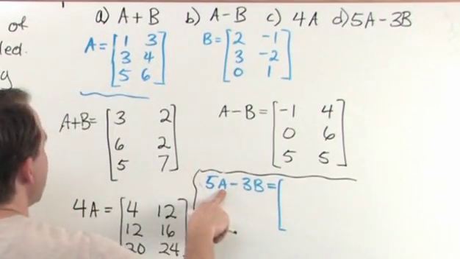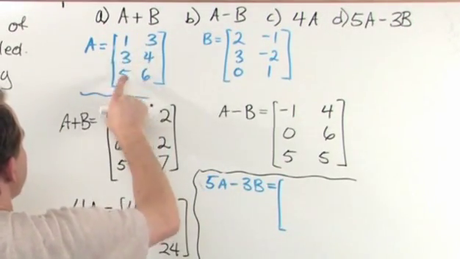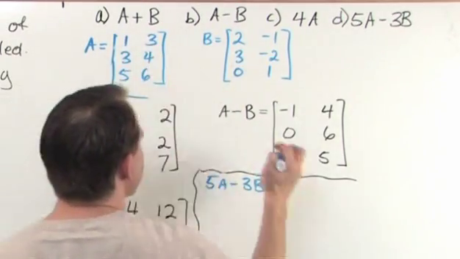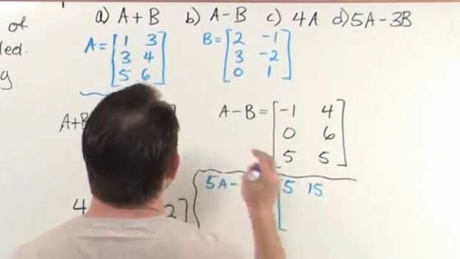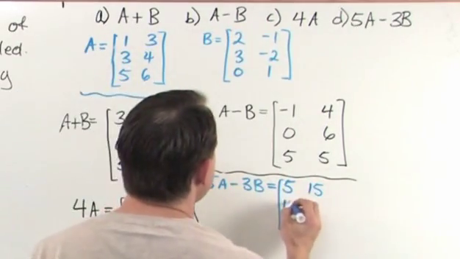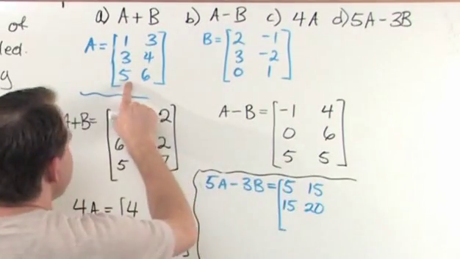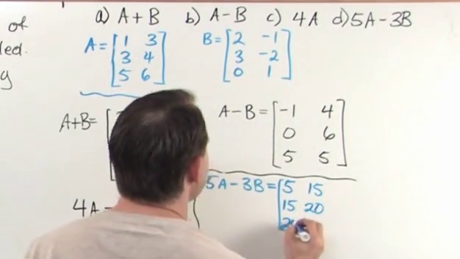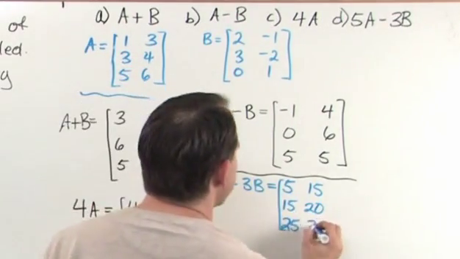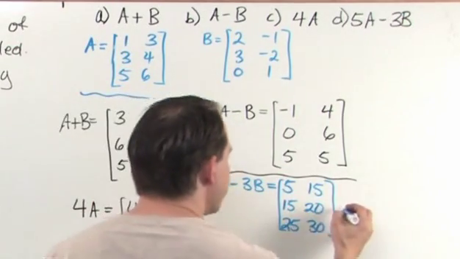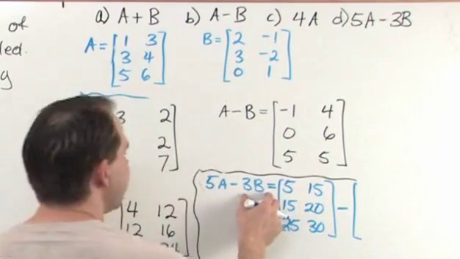Okay, 5 times a. Every element gets multiplied by 5. 5 times 1 gives me 5. 5 times 3 gives me 15. 5 times 3 gives me 15. 5 times 4 gives me 20. 5 times 5 gives me 25. 5 times 6 gives me 30. That is 5a. And I subtract from it a new matrix over here, which is going to be 3 times b.